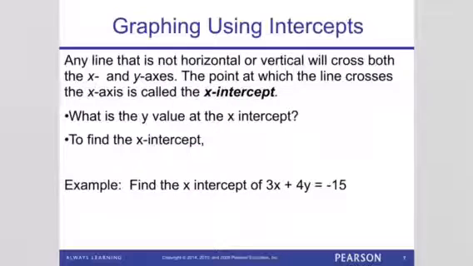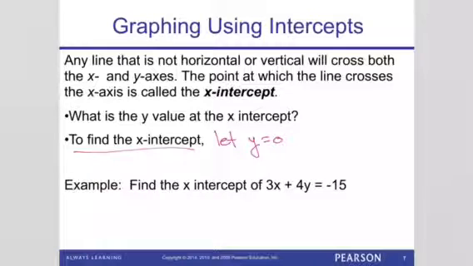Okay, on the next slide, in class on Friday, the warm-up was finding x and y intercepts. And we know that the place where the line crosses the x-axis is called the x-intercept. And we want to know what is the y value at the x-intercept. So to find the x-intercept, all we have to do is let y equal 0.